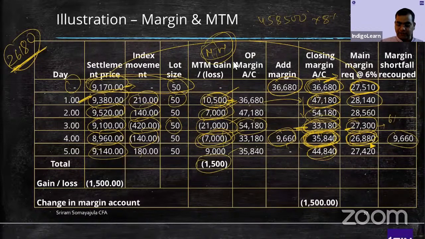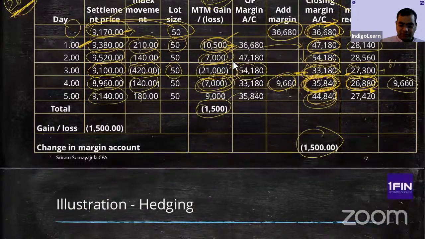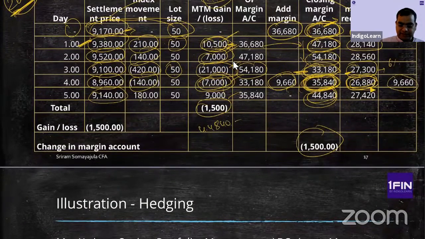If you look at it here, what is the closing margin account? Initially, you deposited 36,680. Closing is 44,840. So 44,840 minus 36,680 minus 9,660. Why 9,660? You deposited that also. So if you do this, you'll get that the value is 1,500 of loss.